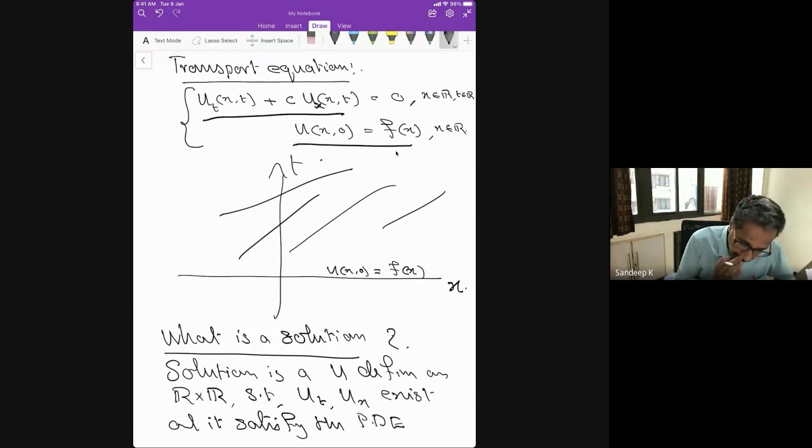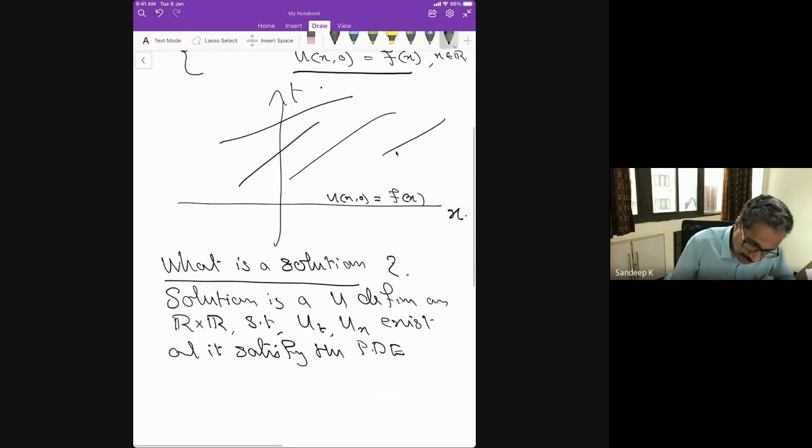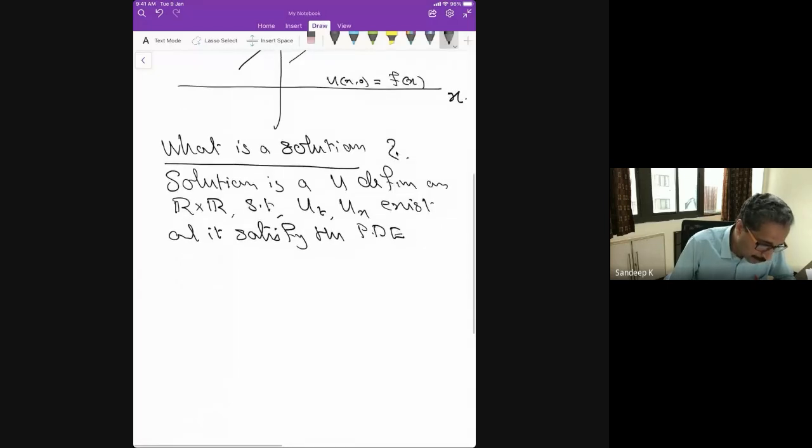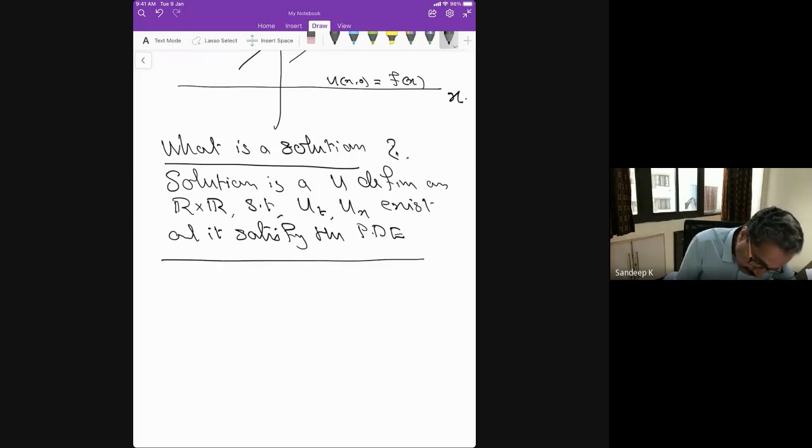Okay. So let me try to solve this equation. It's not very complicated, and of course there is a detailed theory of how you solve these kinds of equations, but let me take a simple approach to show you how to get a solution. My equation here is u_t at (x, t) plus u_x at (x, t) equal to zero, and also you have u at (x, 0) equal to f of x.